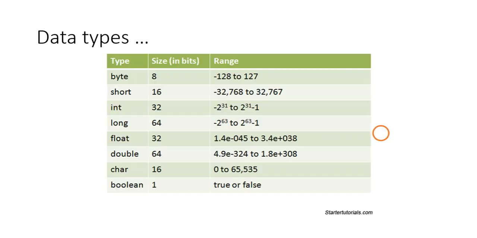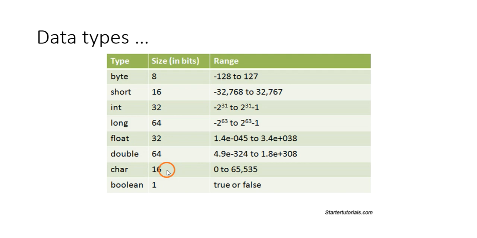Now let's see the size or memory requirement for each type. Here the size is given in terms of bits. The size for byte type is 8, that means 1 byte. Short is 16 bits, means 2 bytes. Int is 32 bits, means 4 bytes. Long is 64 bits, means 8 bytes. Float is 32 bits, means again 4 bytes. Double is 64, means 8 bytes. Char is 16, that means 2 bytes.